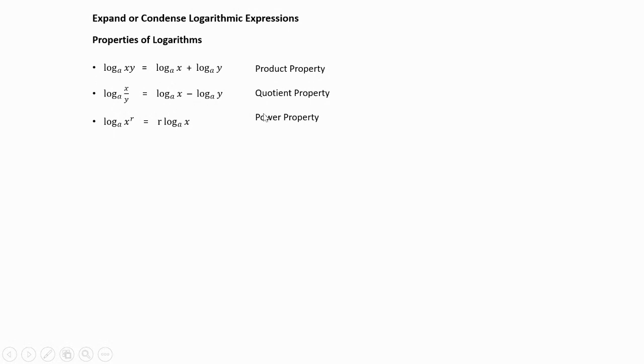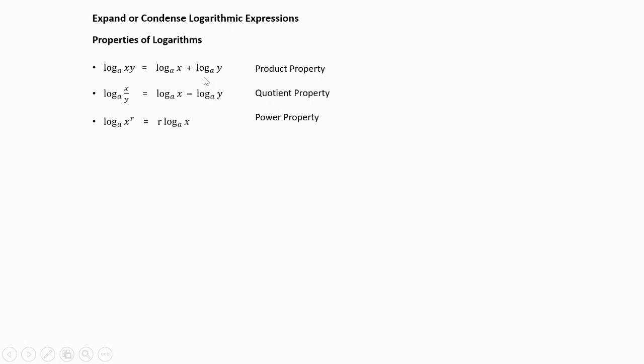Okay, now comes expanding or condensing logarithmic expressions. I believe the word that they use in the 1324 book is expanding or writing in a single log. That's what it means by condensing. These are the properties that you guys should know, right? This is called the product property, the quotient property, and the power property. For example, this is called condensed, right, or single log.